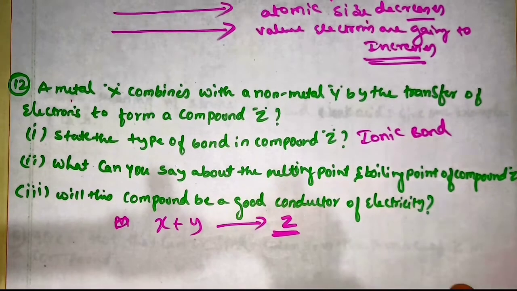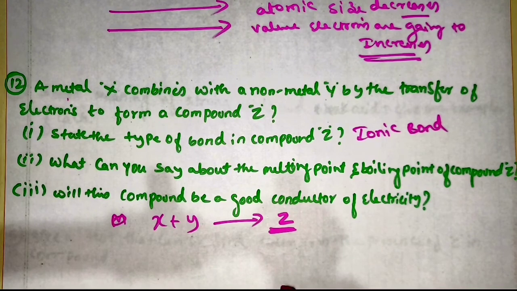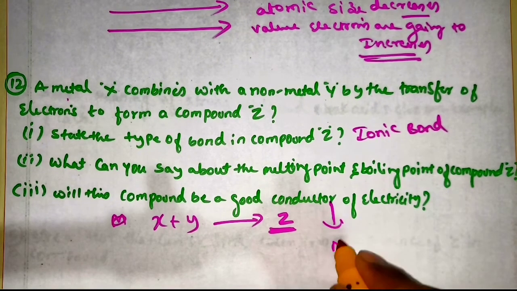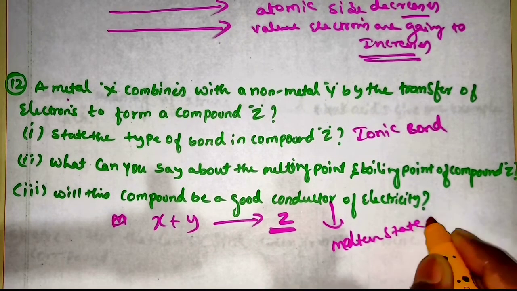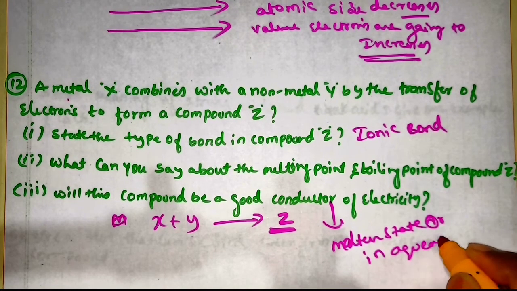Next, what can you say about the melting and boiling point? Since it is an ionic compound, the attraction between the ions will be strong, because there is a transfer of electrons. So there will be a high melting and boiling point. Will these compounds be good conductors of electricity? Yes, these compounds are good conductors of electricity only when in the molten state or in the aqueous state.